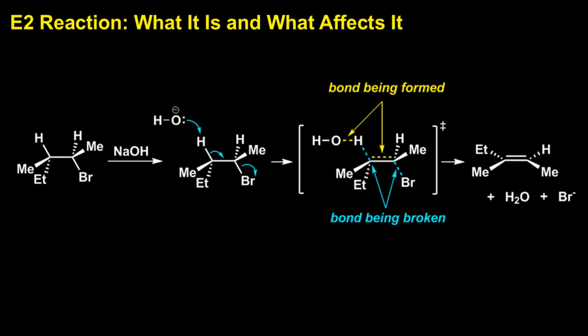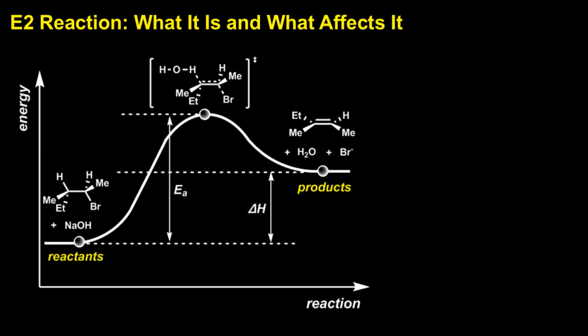As the base takes away the proton, electrons from the C-H bond shift to form a new pi bond between the two carbons. At the exact same moment, the leaving group, bromide in this example, detaches from the adjacent carbon. Because this process is concerted, bond breaking and bond forming happen simultaneously, giving us the alkene product in a single step. Now let's look at the energy profile for an E2 reaction.